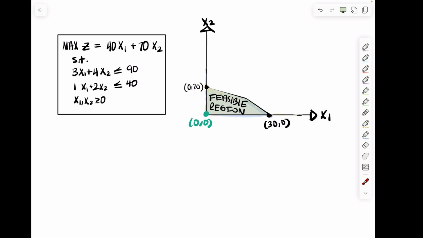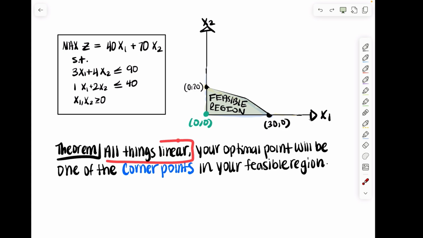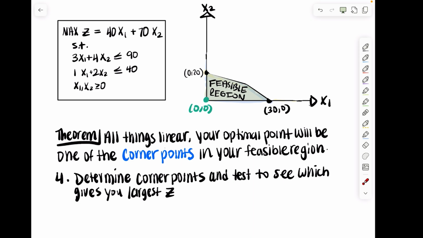But then, okay, why does the feasible region matter to me? Well, there's this theorem called the fundamental theorem of linear programming that says all things linear, so we have to be in the linear world, your optimal point will be one of the corner points, so one of these points in your feasible region, which is this region right over here. Which brings us to our fourth step, which is to determine the corner points and test to see which of the points, because remember, they are x1 and x2, which x1 and x2 will give us the largest z, our profit. Why largest? Because this is a maximization problem.